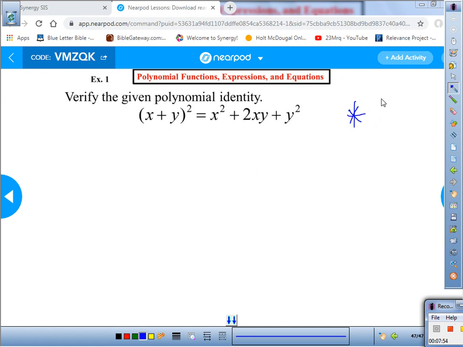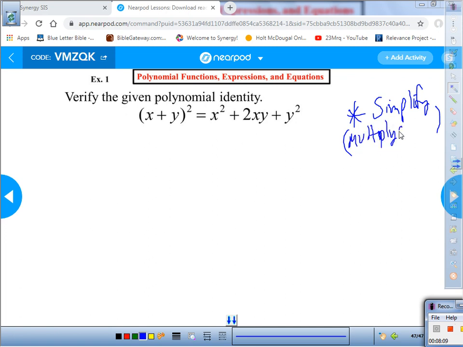Step 1, simplify. We need to simplify each side. What does that mean in terms of doing stuff? That means we need to multiply and combine like terms to simplify to lowest terms. So look at the right side first. Look up. Can we combine like terms there? Can we multiply anything? No.